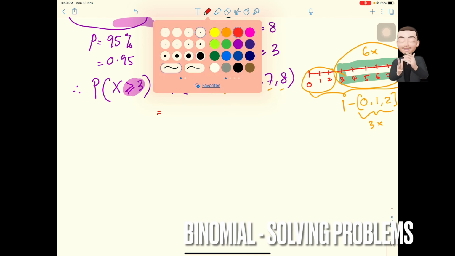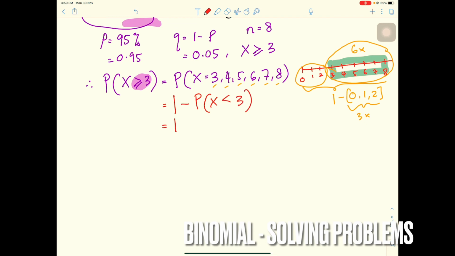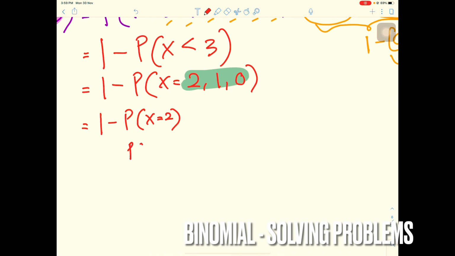So how to write it down? 1 minus P(X less than 3), meaning less than 3. So 1 minus P(X equals 2, 1 and 0). You only need to calculate 3 times. Let's continue to calculate. 1 minus P(X equals 2) minus P(X equals 1) minus P(X equals 0). You can also start with x equals 0, but I want to start with 2.